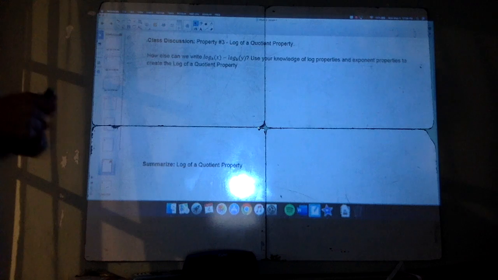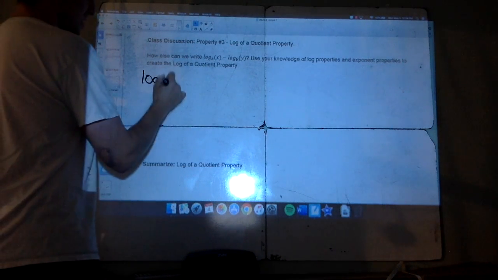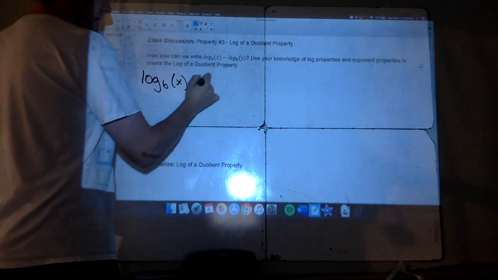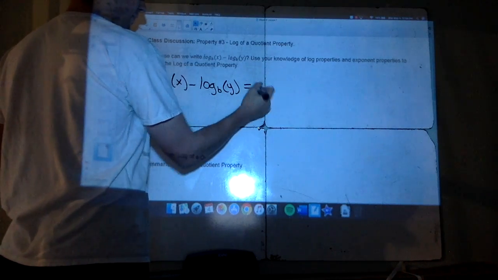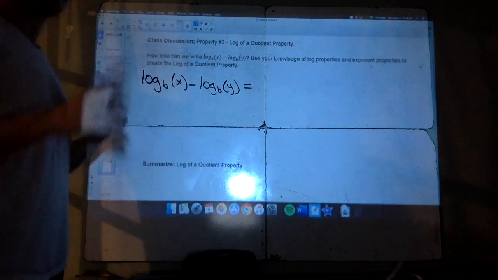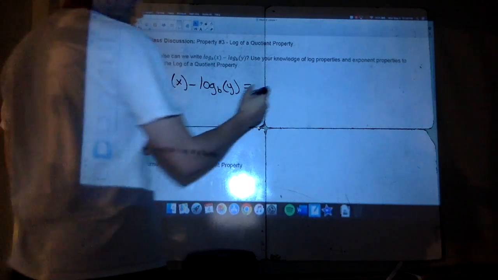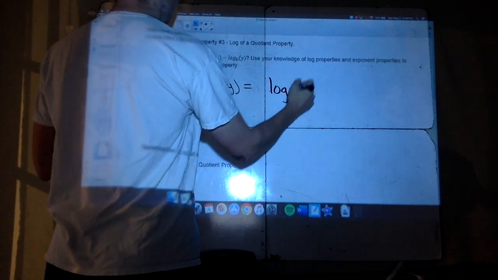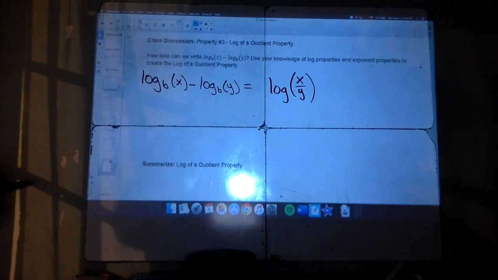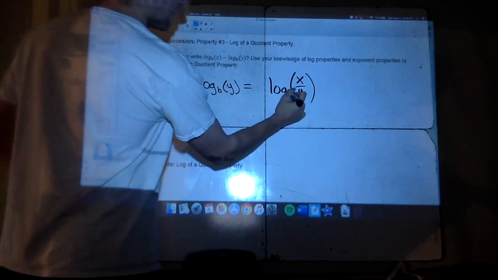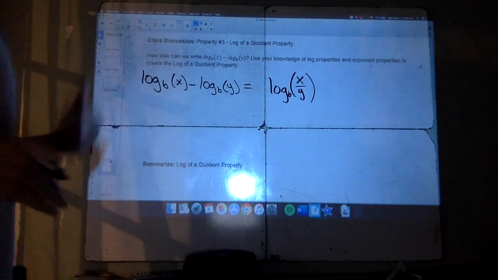And lastly, we have the quotient property. So what this is saying, and I'm just going to tell this one: log base b of x minus log base b of y gives us, so addition is multiplication, so subtraction would make sense to be division. This becomes log of x divided by y. So you're dividing those, and I'm going to add a base b because that's important. So that is our quotient property, and I'm just going to tell you that one.